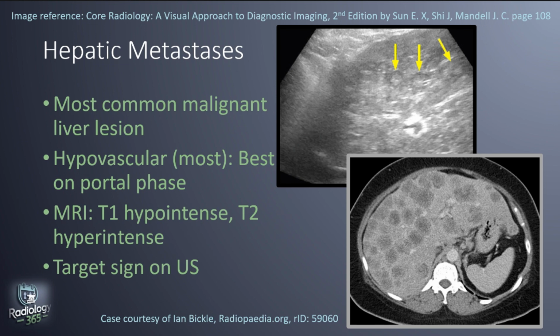So in these images, the first one is an ultrasound and it shows innumerable target lesions pointed to by the arrows, and these are consistent with hepatic metastasis. And the CT of a different patient, by the way, shows multiple non-enhancing lesions in the portovenous phase in a patient who had colorectal cancer, suggestive of liver metastasis.